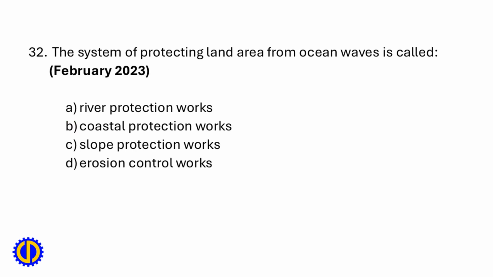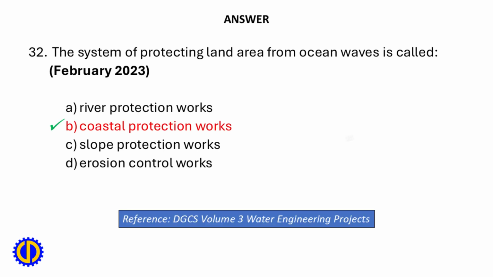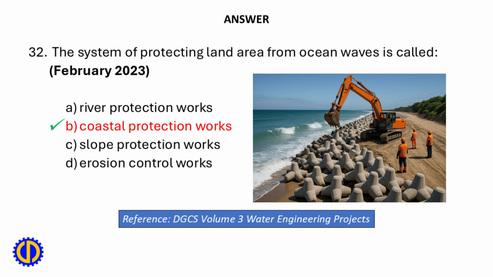32. The system of protecting land area from ocean waves is called A. River Protection Works, B. Coastal Protection Works, C. Slope Protection Works, D. Erosion Control Works. B. Coastal Protection Works. Reference: DGCS Volume 3 Water Engineering Projects.